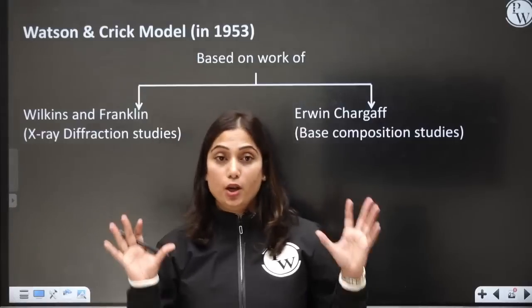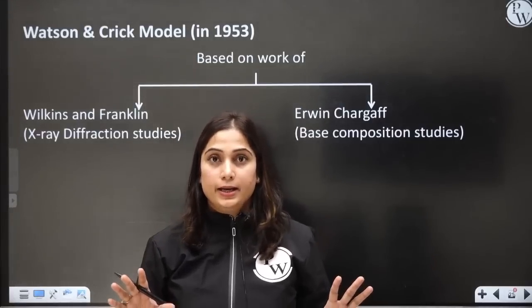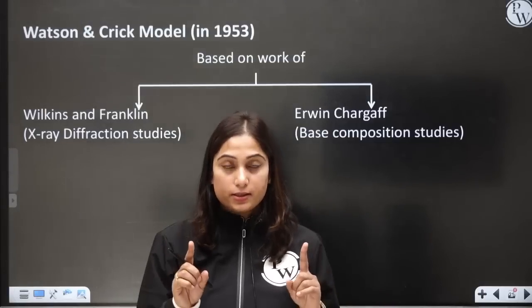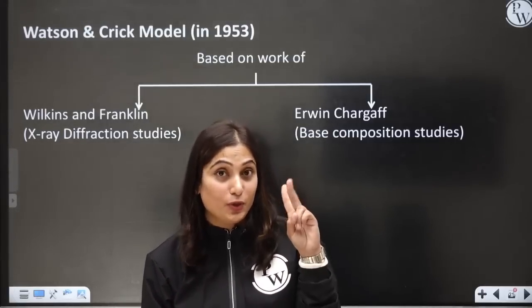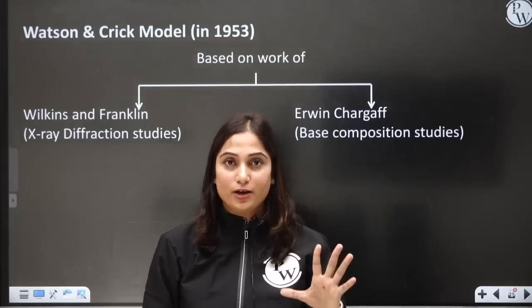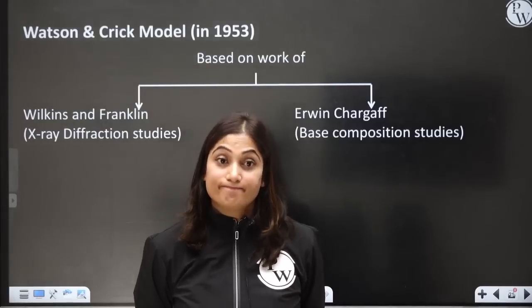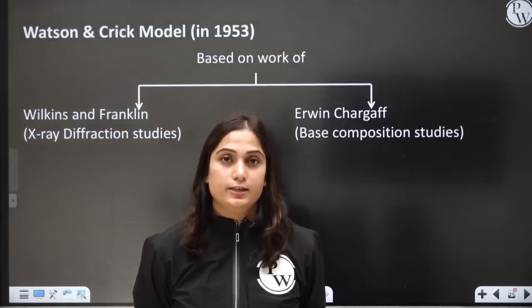So now we know what the structure of DNA is, and nucleotides are its monomeric units. Within a single nucleotide, you have the N-glycosidic linkage, and between two nucleotides, you have the phosphodiester bond. Now, to understand the structure of DNA, let's discuss the Watson and Crick model, which came in the year 1953.